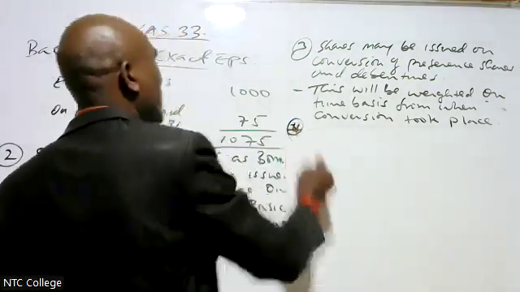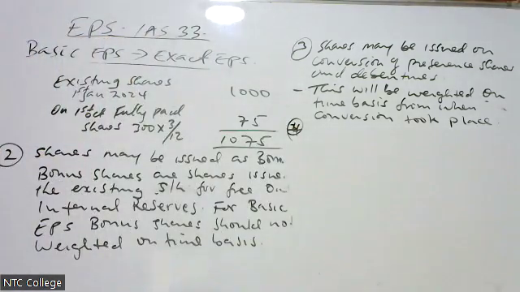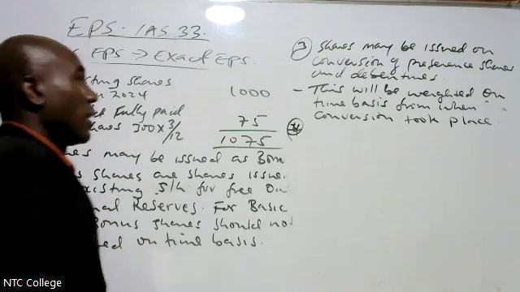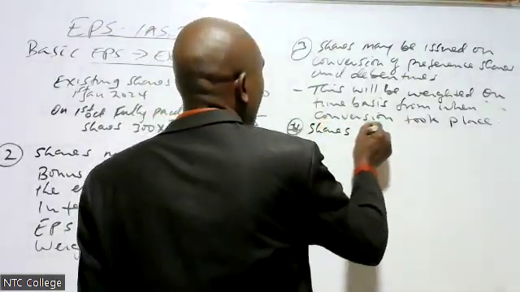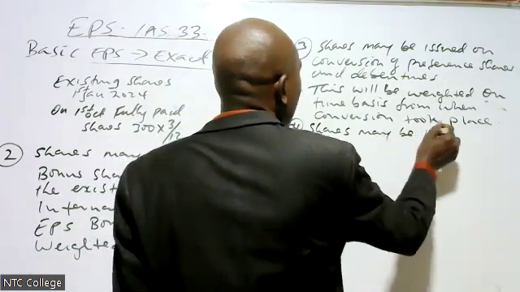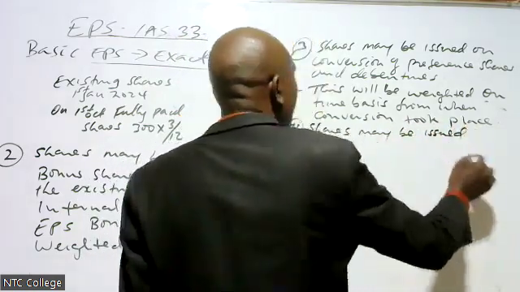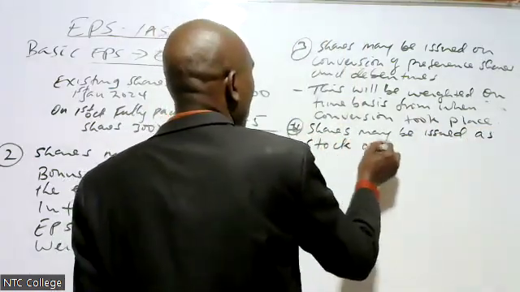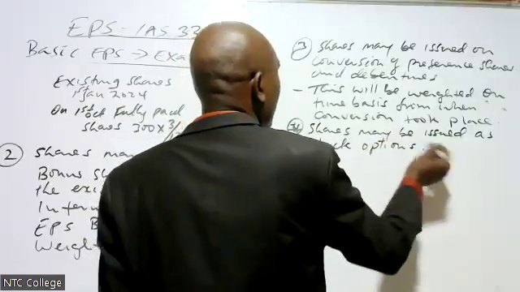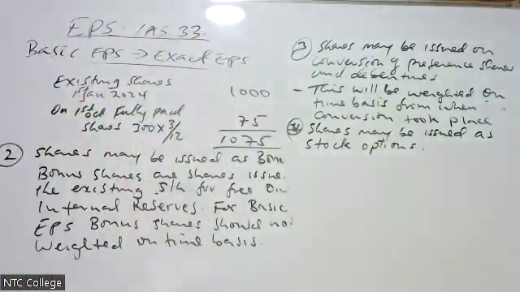Number 4 item that will cause a change in the number of ordinary shares leading to the denominator referred to as one-offs is shares may be issued as stock options.